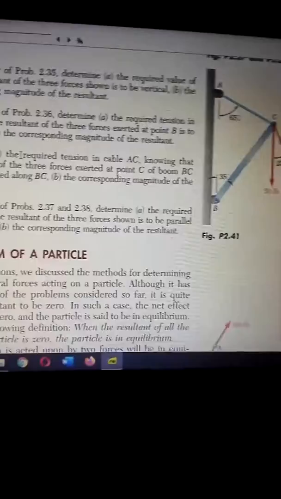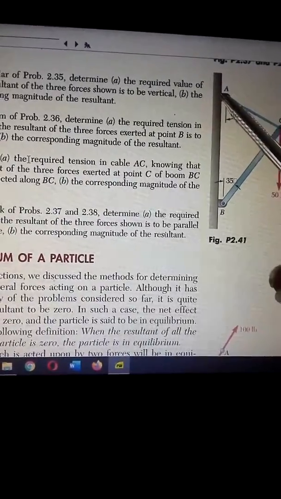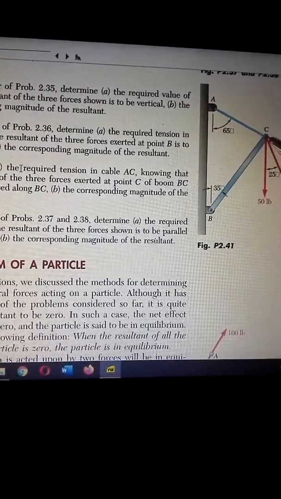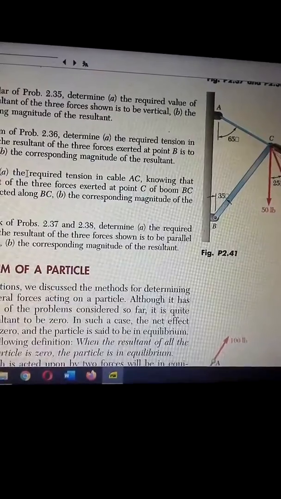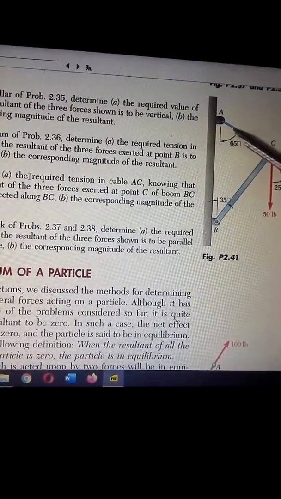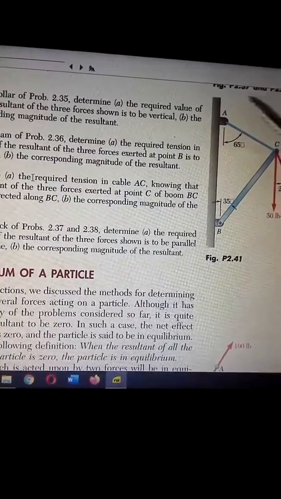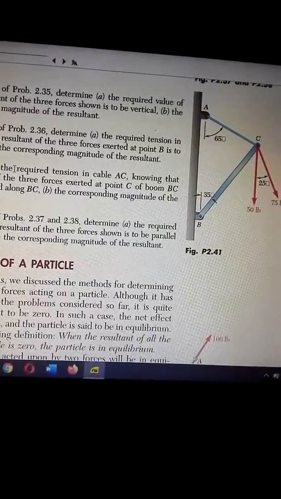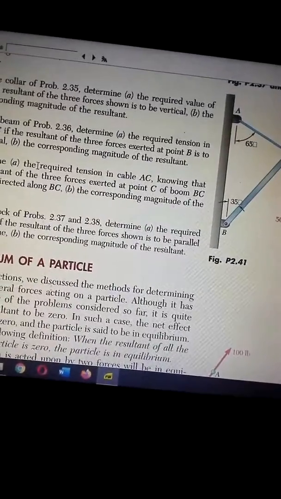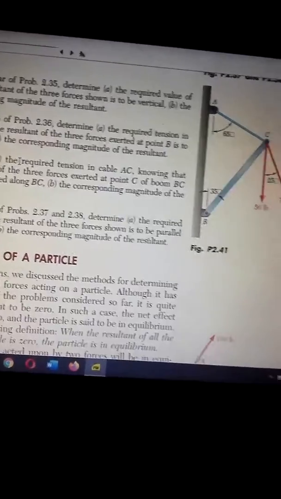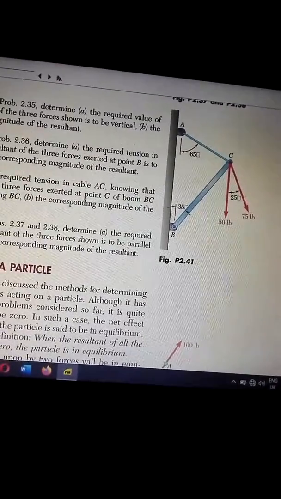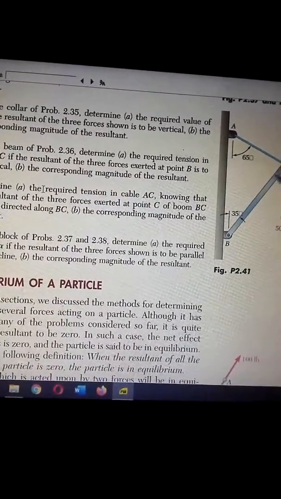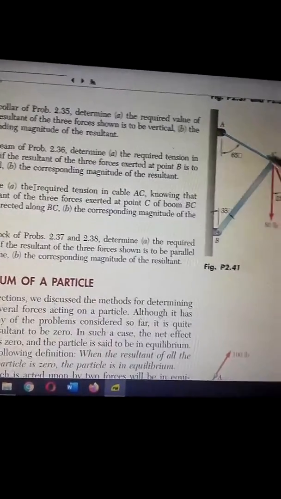So the tension in cable AC that we're interested in is going to be directed away from point C. That means it will be directed along this cable, away from point C towards the point A. So that is going to be the direction of that tension, the force due to the tension. So we have the tension force, this force and this force. Those are the forces acting at point C of the boom. So this is the boom, and the forces exerted on it will be these and the tension.